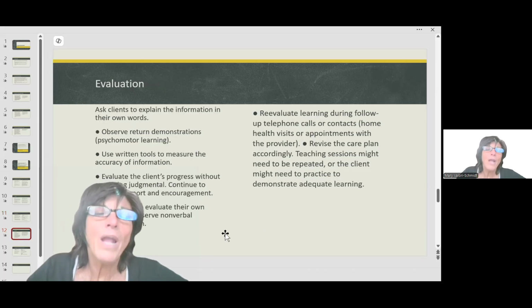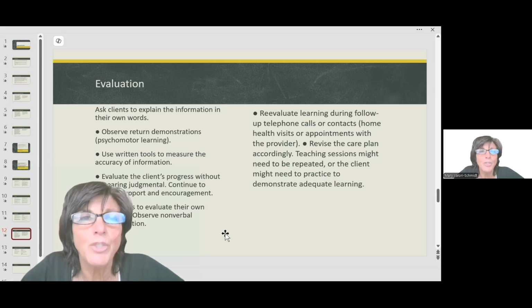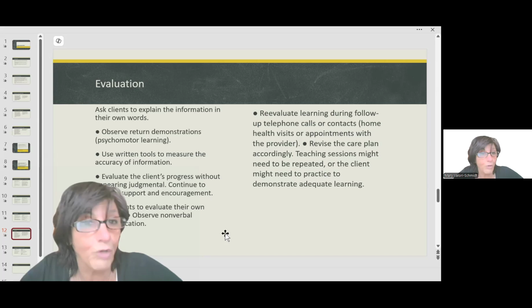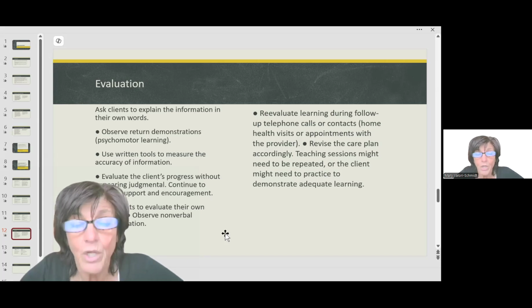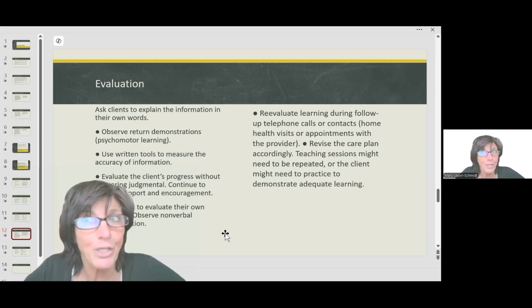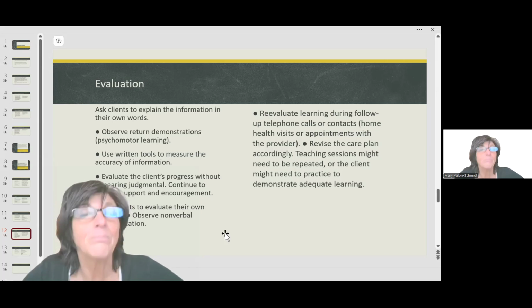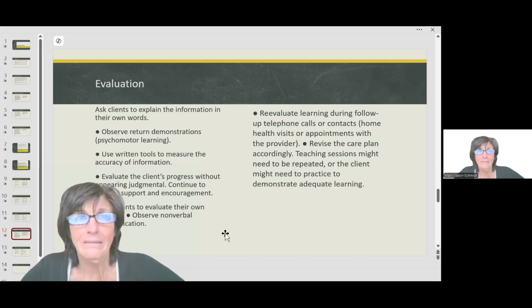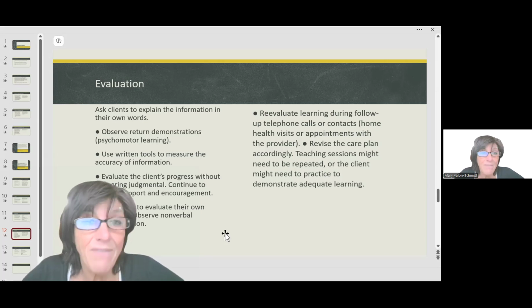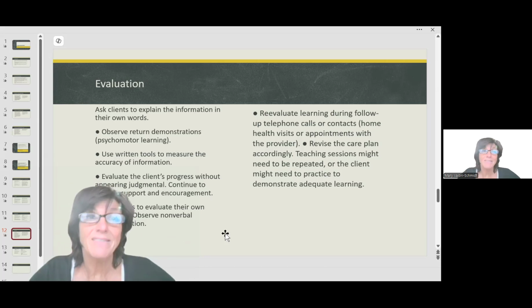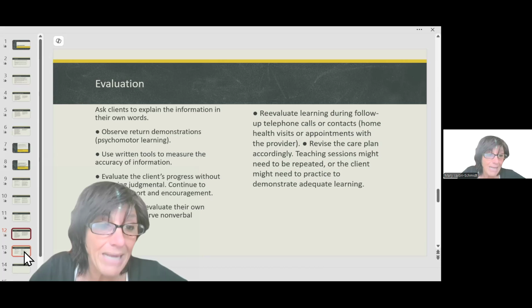Okay. And when you're evaluating, you always use the teach back method, which works. Ask the client to explain the information in their own words. Okay. Also, observe return demonstrations if it's something psychomotor. Use a written tool to measure the accuracy of what they know, like a test. Evaluate their progress, but don't be judgmental, right? Be supportive, be encouraging. Ask the clients to self evaluate and watch for nonverbal communication, faces that they make, you know? And then anytime you follow up, reevaluate that learning. And then if you have to, you revise the care plan. Okay. You might have to go back and teach them again.